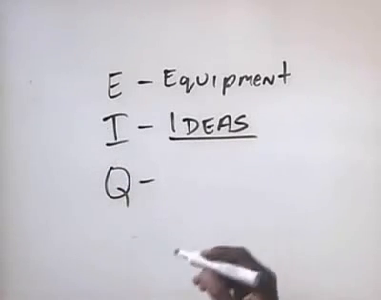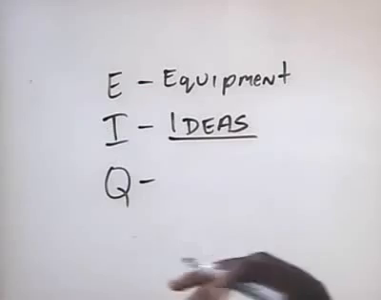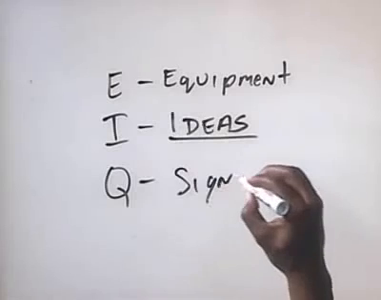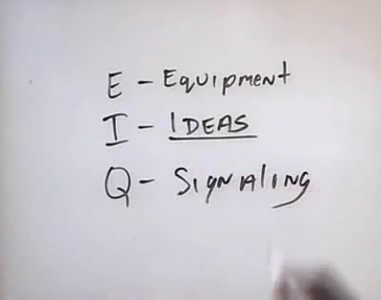And then there's the Q series. The Q series is the switching and signaling. I couldn't think of anything cute to say here, so we'll just say signaling. So those are your ISDN standards.